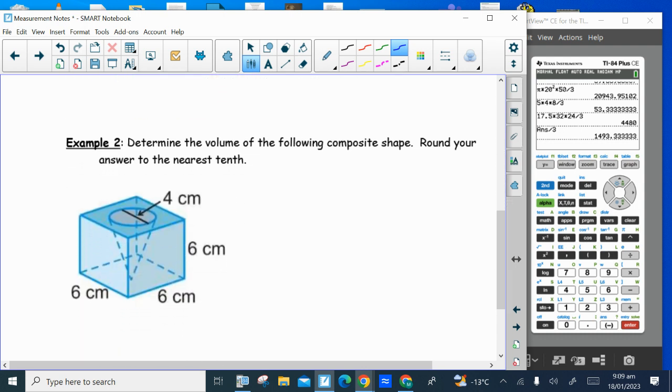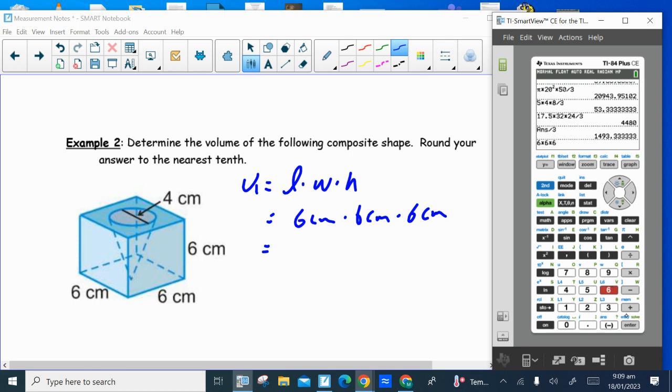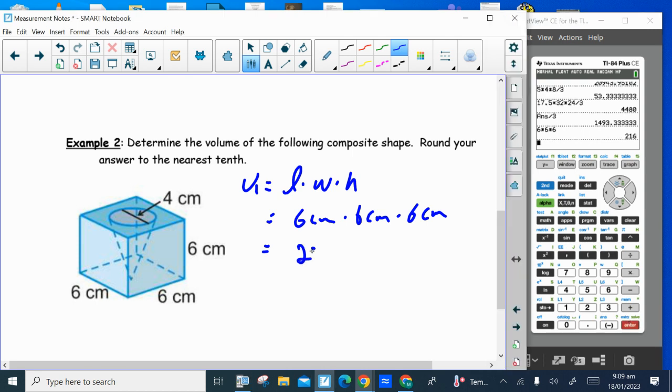So if we just look at example 2, if we wanted to find the volume of the composite shape, it would be the volume of the box. In this case, you'd have to then subtract the volume of the cylindrical part that's in the middle. You'd have to subtract those two. So if volume 1 is the box, that's length times width times height, or 6 centimeters times 6 centimeters times 6 centimeters. That box is actually a cube. All three dimensions are the same. 216 centimeters cubed.